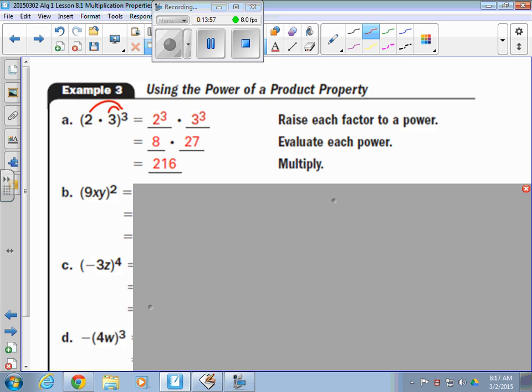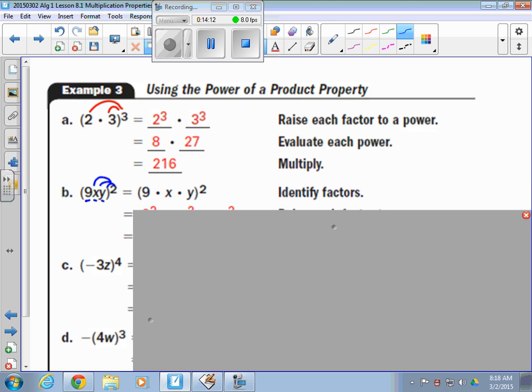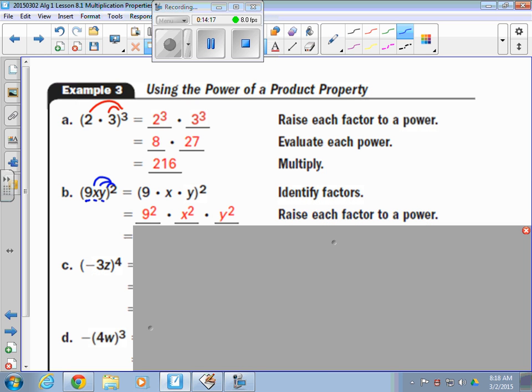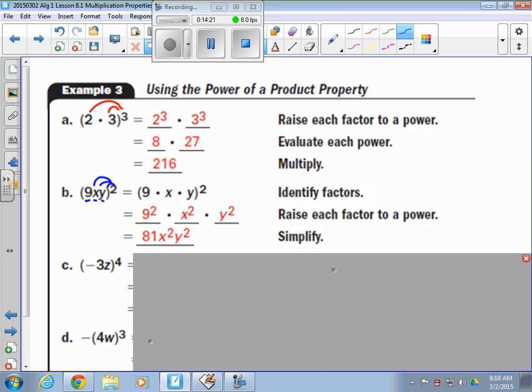For B, it's going to say 9xy squared. You're going to make sure that all 3 of those things, it's only one term, but it's 3 things inside there. You're going to make sure all 3 of them get squared. So it's going to be 9 squared, x squared, and y squared. Okay, that means 9 times x times y, which means 9 squared times x squared times y squared. Now 9 squared is easy, it's 81. You can't do anything but write x squared and y squared. That's the simplified version.